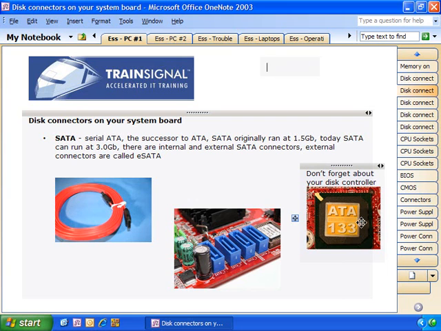Over here I have a chip on my integrated motherboard that shows my disk controller. It says ATA133. This isn't a SATA controller, this is just an ATA controller, but it's an example of what the chip looks like on the motherboard.